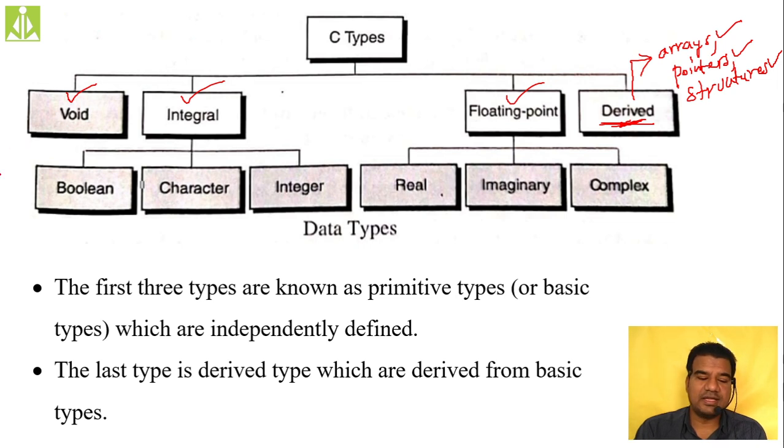Here I already wrote that statement. The first three types are known as primitive types or basic types, which are independently defined. And the last type is derived type, which are derived from basic types or primitive types. That is the reason why we are calling them derived types. So the two statements I have written over here, you can read them and you can get the concept.